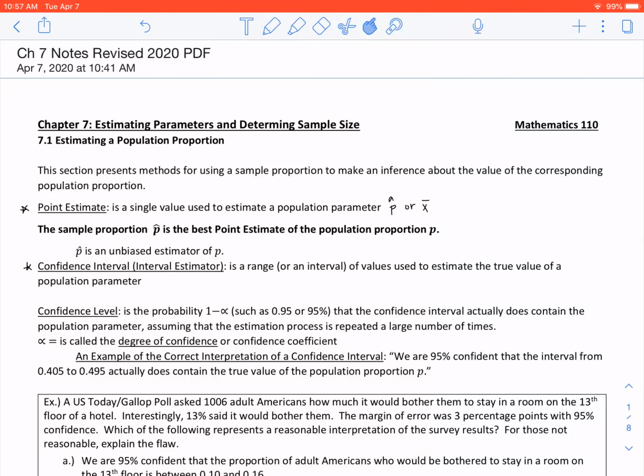or an interval of values used to estimate the true value of a population parameter. You use this all the time. You walk out of an exam and you feel pretty confident that you passed. You might say, oh, I feel confident that I got between an A and a C. And you have an interval of values that you're confident it's between.